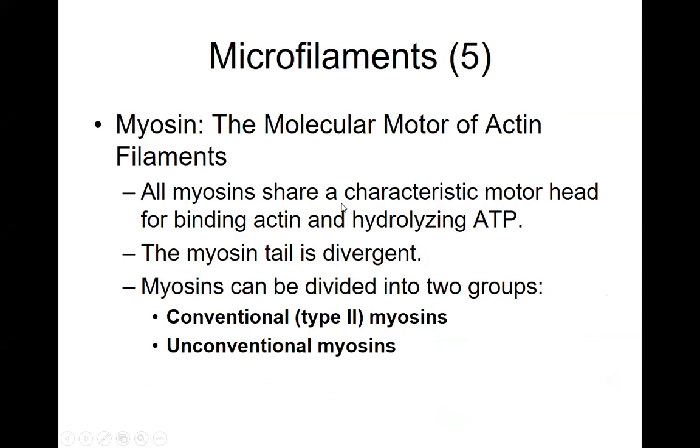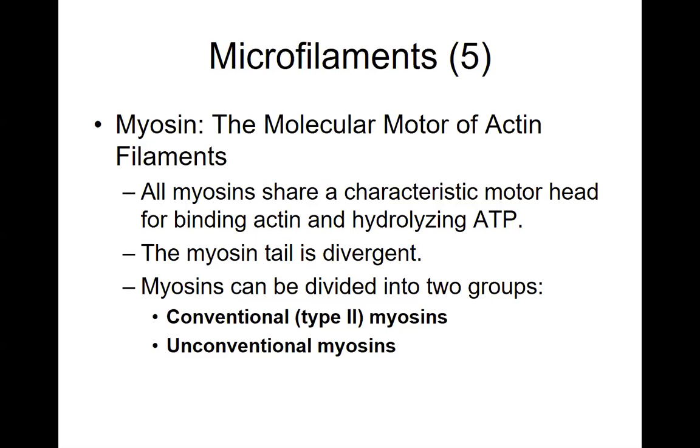When we discuss the motor proteins of actin, myosin and actin interaction is very well known. It's like a match made in heaven. Just like streptavidin and biotin can interact very nicely, or an antigen and an antibody interact very nicely, myosin and actin is one of those couples that interact very well. So myosin is the molecular motor for actin filaments.